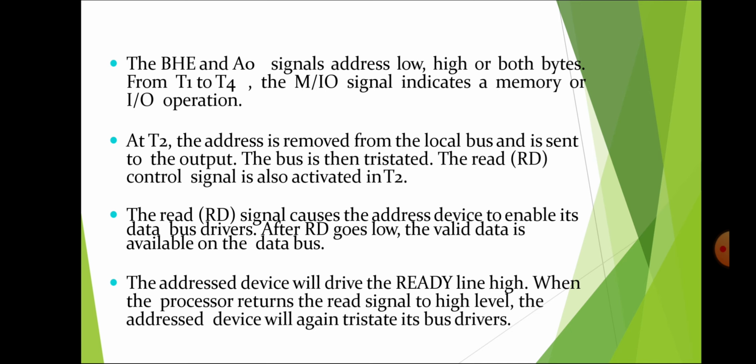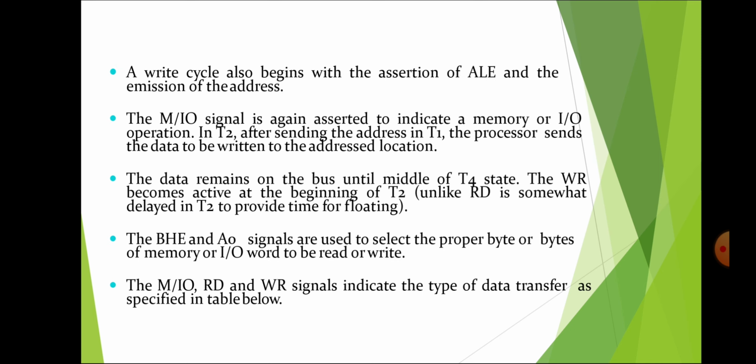At T2, the address is removed from the local bus and is sent to the output. The bus is then tri-stated and the read control signal is also activated in T2. Okay, so this is how exactly the operation is performed. So this is for your reference. Okay, this is also for your reference.